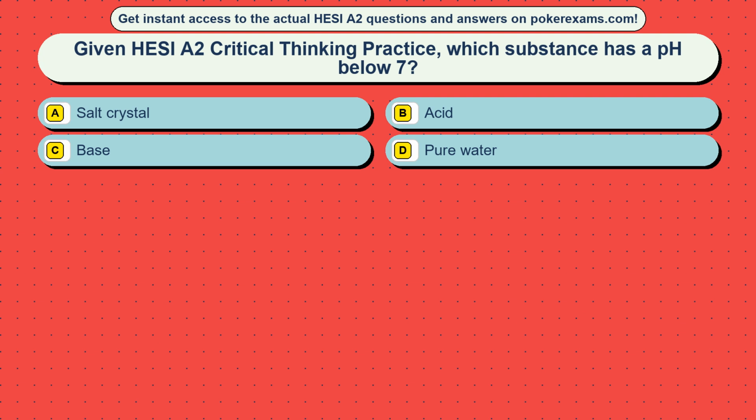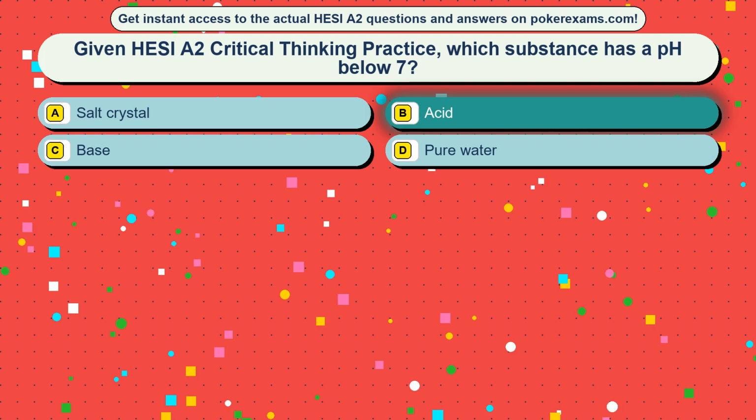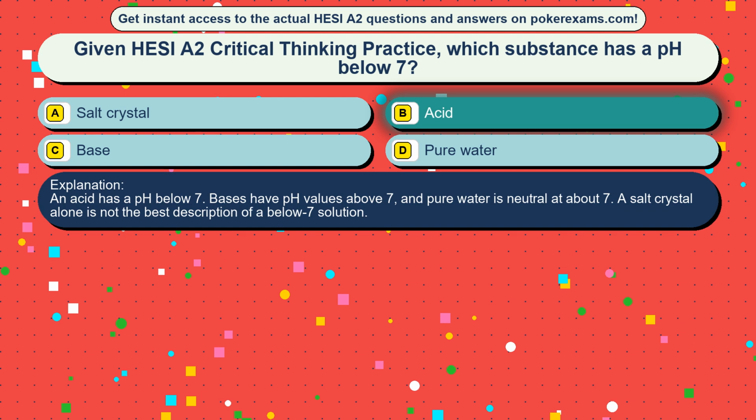Question 8. Given HESI A2 critical thinking practice, which substance has a pH below 7? Option A. Salt crystal. Option B. Acid. Option C. Base. Option D. Pure water. The correct answer is option B. Acid. An acid has a pH below 7. Bases have pH values above 7, and pure water is neutral at about 7. A salt crystal alone is not the best description of a below 7 solution.